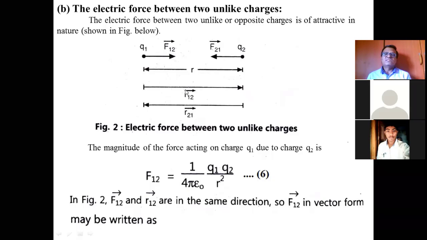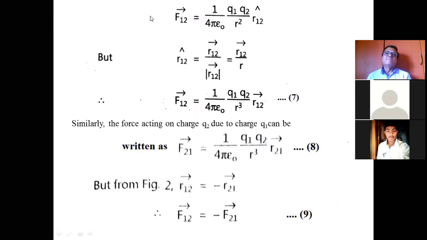Then again, the magnitude of the force exerted on charge q1 due to charge q2 is f12 equal to 1 upon 4 pi epsilon 0 q1 q2 upon r square. This is equation number 6. This is the magnitude, as usual by using Coulomb's law. Now from figure 2, f12 bar and r12 bar are in the same direction. Then equation 6 can be written in vector form as f12 bar is equal to 1 upon 4 pi epsilon 0 q1 q2 upon r square into r12 cap.